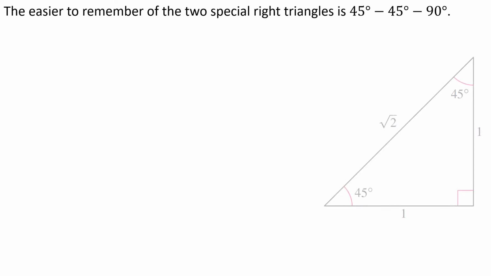First one is the 45-45-90. Right? It has to have a 90-degree angle or it's not a right triangle. The other two angles must add up to 90. And how about this? They're identical. They're both 45 degrees.